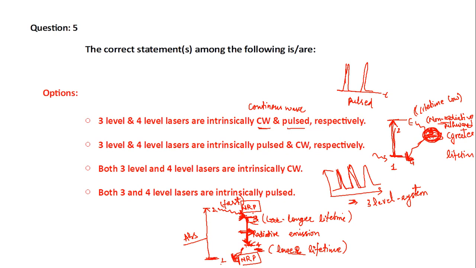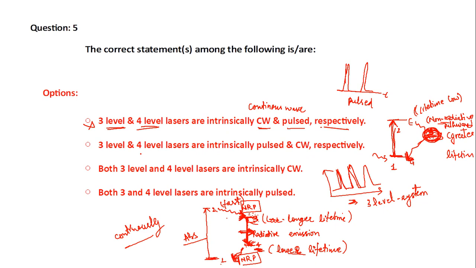Since it has a longer lifetime, most of the molecules will stay in this third state rather than the fourth one or the second one, and therefore from 3 to 4 this radiative emission will occur continuously, unlike the first case, which was the pulsed one. So here they have asked about 3 level and 4 level lasers respectively. The 3 level laser is a pulse laser, and the 4 level laser is a continuous wave laser. So our option would be: the 3 level lasers are intrinsically CW and 4 level are pulse.